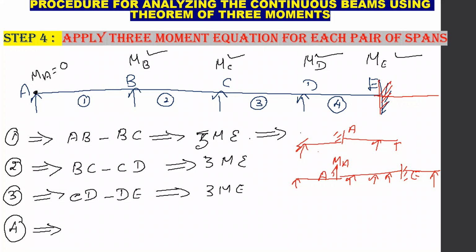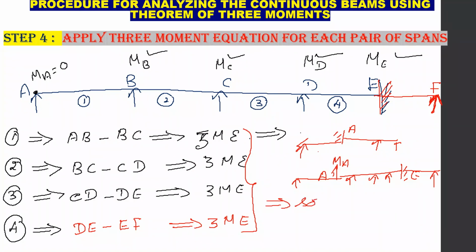Here only E is fixed, so we will take a dummy span to the right of E, and this support will be considered as a simple support. We will call it F. This is a dummy support. So for the fourth equation, we will take the spans DE and EF, then apply the 3 moment equation. Now we have 4 equations and 4 unknowns. Solving these 4 equations, we get MB, MC, MD and ME.